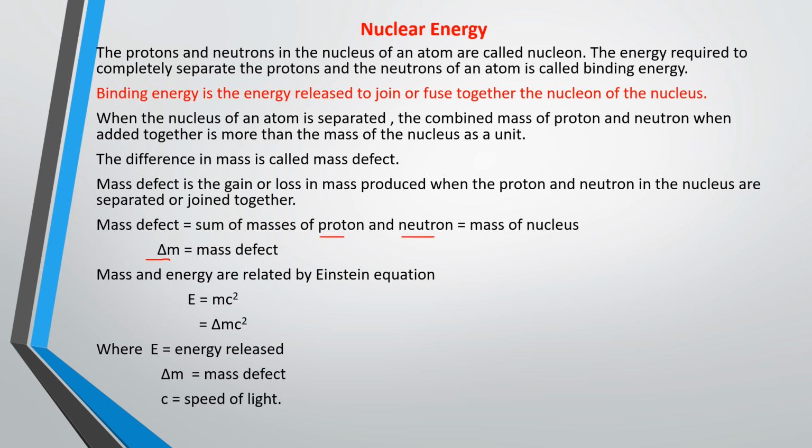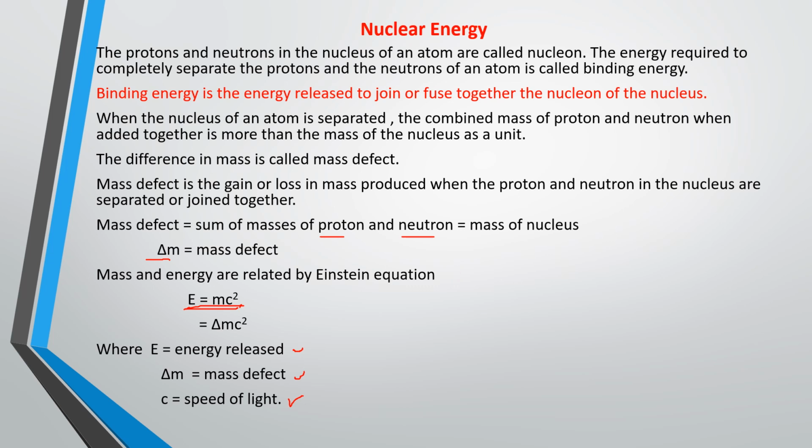And this mass defect is related to Einstein's equation. You know this is Einstein's equation, right? Einstein's equation says that energy is equal to mass times the speed of light raised to power 2. E = mc², where E is energy, m is the change in mass, and c is the speed of light. So this is a brief introduction to nuclear energy, and we are going to be discussing more on nuclear energy.